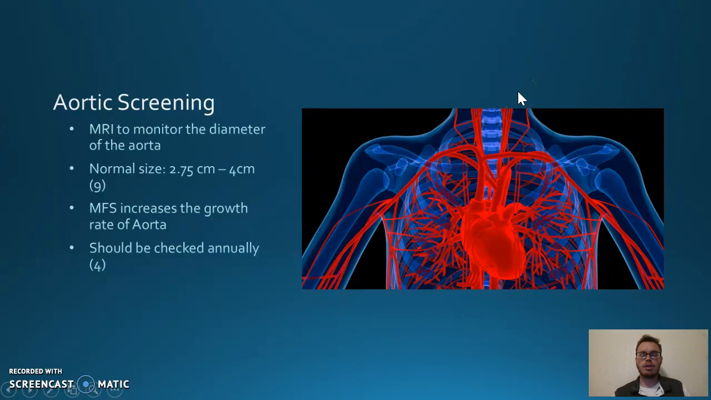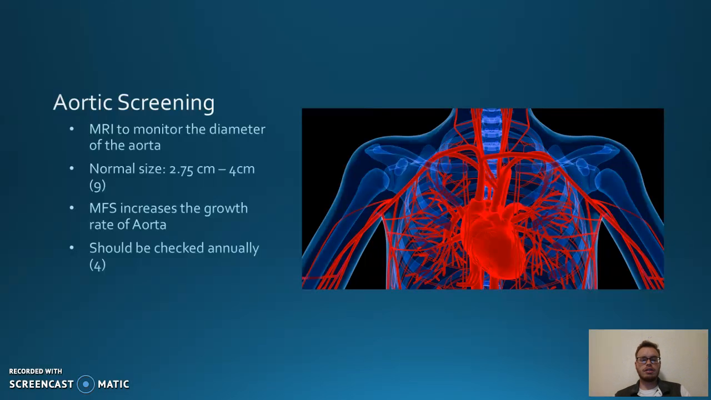Next, I do aortic screening. For an average person, the diameter of the aorta is around 2.75 centimeters to 4 centimeters. Marfan syndrome speeds up the growth rate of the aorta, and it can grow up to 2 millimeters every year, which is abnormal for most.